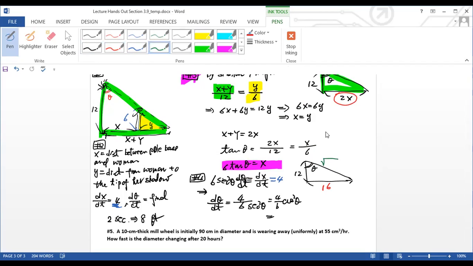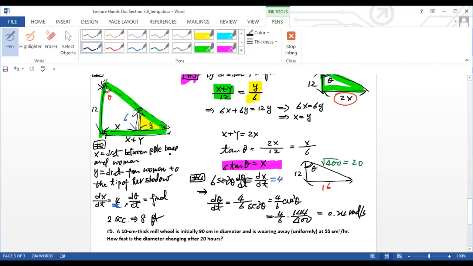This will be 400, right? So it will be 20 here. Okay, so now by the cosine square theta, I finally can get it. So this is 4 over 6. The cosine is adjacent over hypotenuse, so it's 144 over 400. Correct? So now if you calculate that, this will be 0.24 radians per second here.